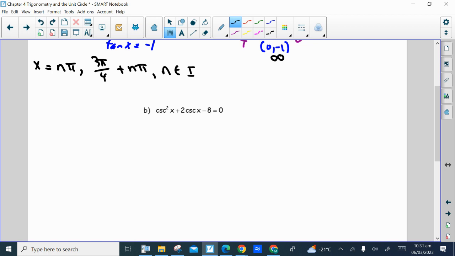Question B. Where is cos squared x plus 2 cosecant squared x, plus 2 cosecant x minus 8 equals 0. So because we've got a trinomial here, we have a cosecant squared term and a cosecant term, we need to factor.